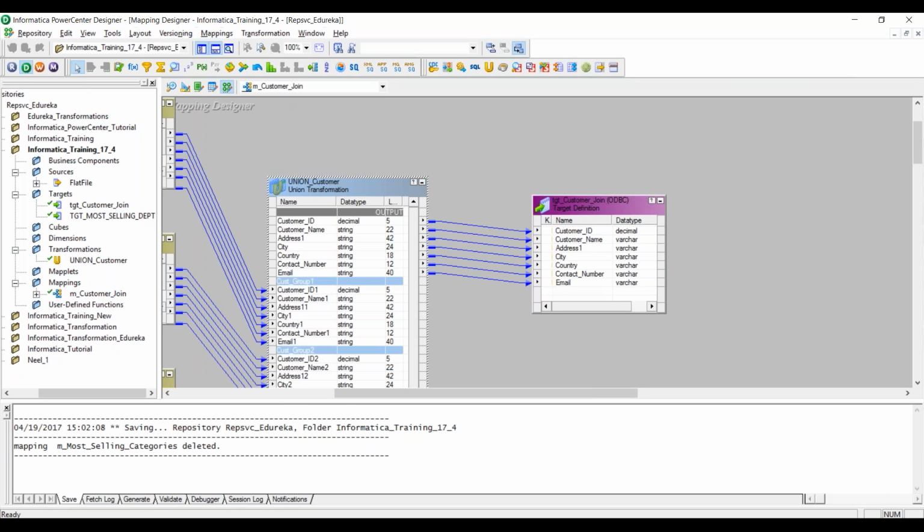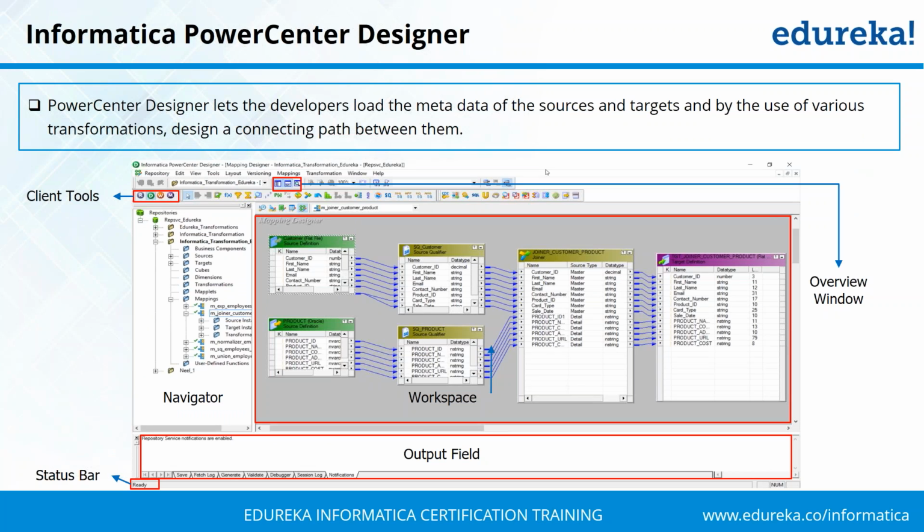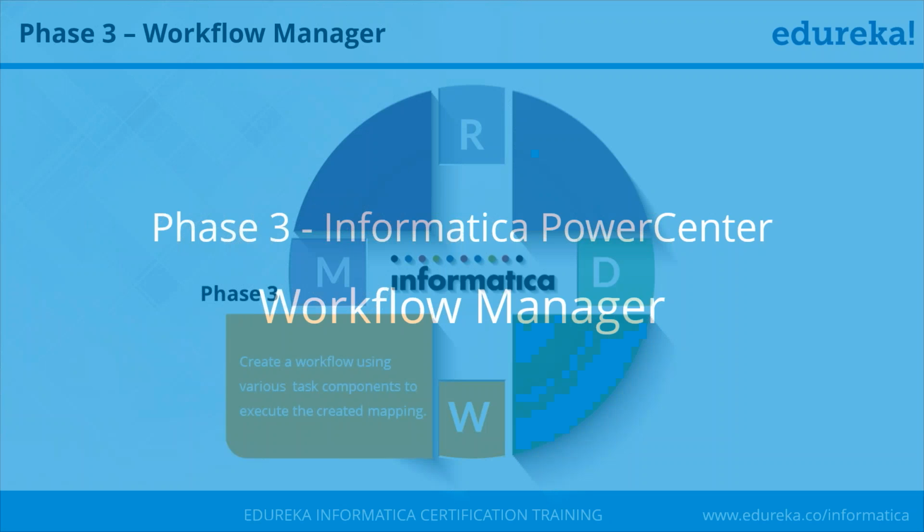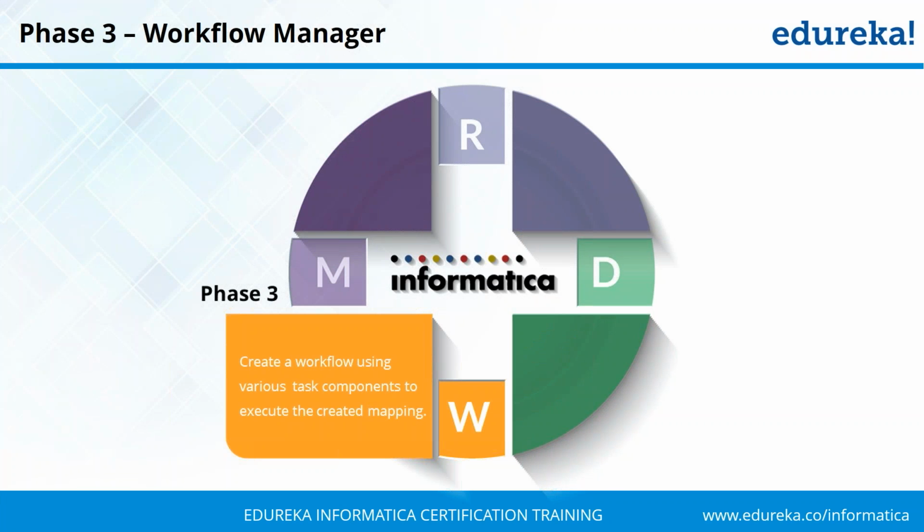Okay, so moving on, if you go back to our presentation, we've completed phase 2 here. Now let's go to phase 3 that is going to be handled by the third tool, that is Informatica PowerCenter Workflow Manager. Here you're going to create workflows and use various task components to execute this mapping. Now if you remember, we had already discussed that mappings are in themselves not directly executable. So using a workflow, we can execute a mapping. But that doesn't mean you can execute only one mapping in a workflow. We'll be seeing more about that in the upcoming slide.